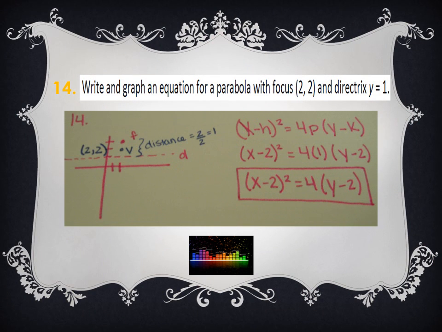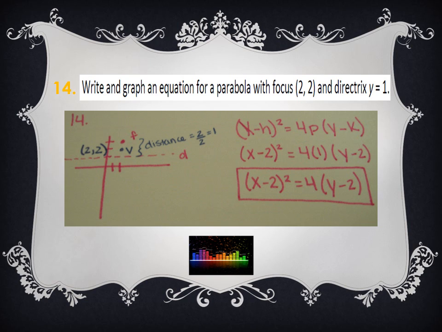To solve this problem, we first graph what we are given. So the focus at (2, 3) and our directrix at y = 1. Then we will find the distance between our directrix and our focus, which is 2. When we divide this by 2, we get 1, which will be our p. We count 1 up from our directrix and plot our vertex, which is at (2, 2).